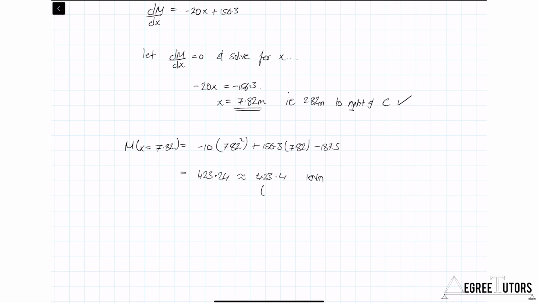So practically speaking, we've done exactly what we set out to do. We've worked out, or we've confirmed, the location of the maximum bending moment, and we've confirmed the magnitude of the bending moment at that location. Okay, right, so that wraps up that example.